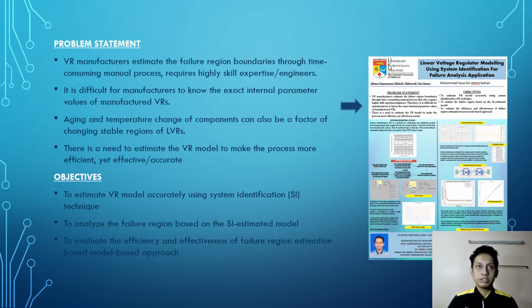VR manufacturers, VR means voltage regulator manufacturers, estimate the failure region boundaries through a time-consuming manual process that requires highly skilled expertise and engineers. It is difficult for manufacturers to know the exact internal parameter values of manufactured VRs. Aging and temperature change of components can also be a factor of changing stable regions of linear voltage regulators. Therefore, there is a need to estimate the VR model to make the process more efficient, yet effective and accurate.